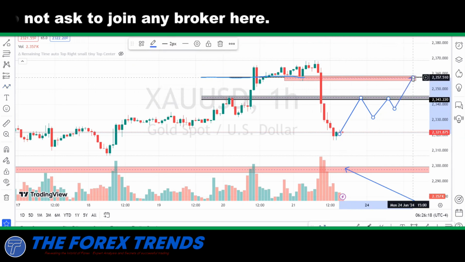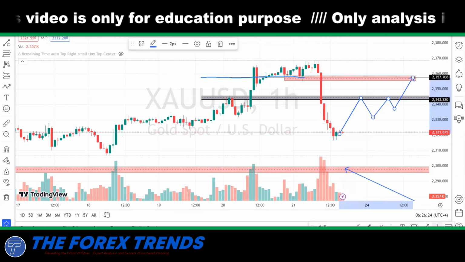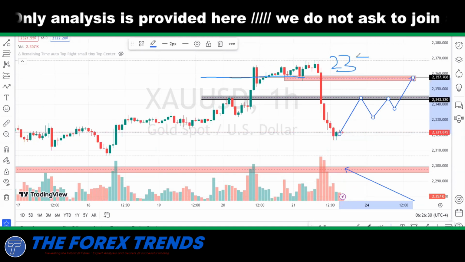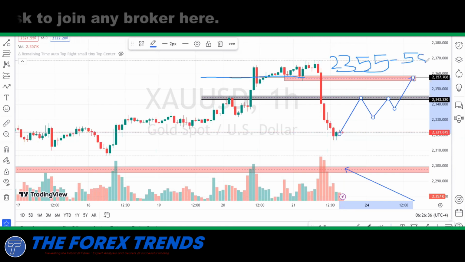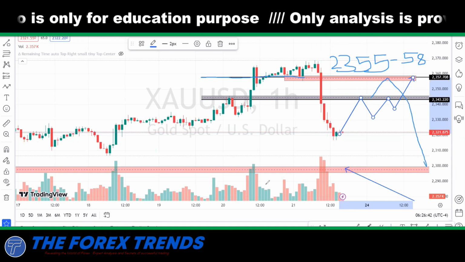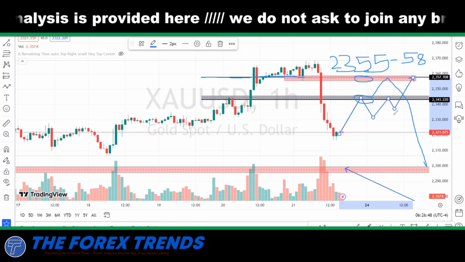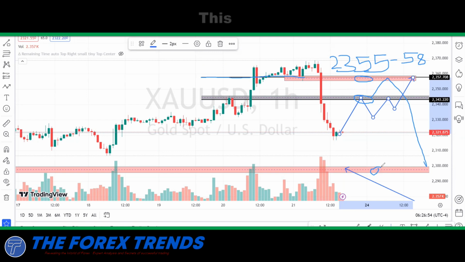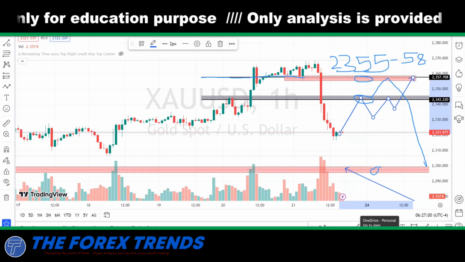If we get the price at this zone, that is 2355 to 2358, we may initiate a sell from here also, like this. So these two zones are for selling in the 1-hour frame, and this is our buying zone in the 4-hour frame. If we get the price at these zones, we may initiate a trade according to our plan.